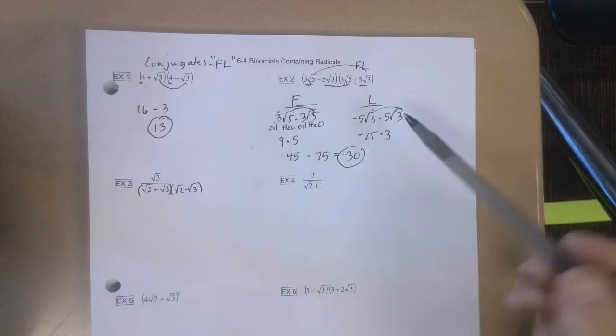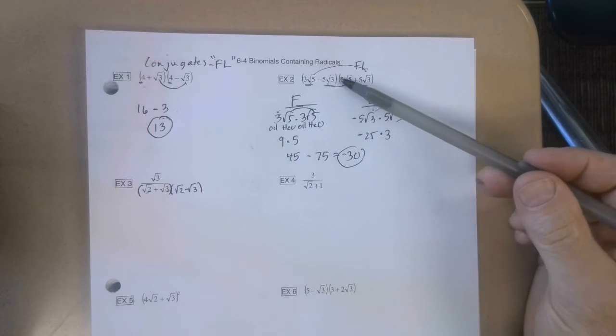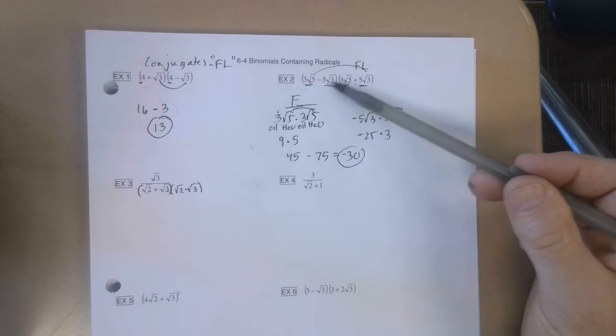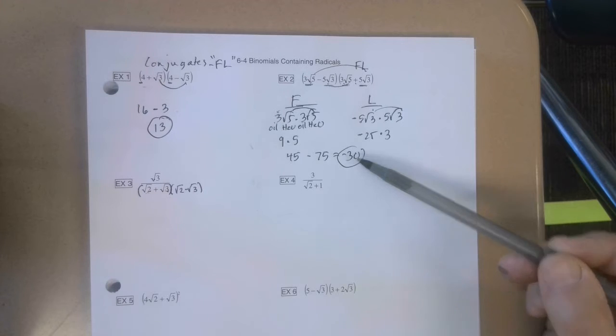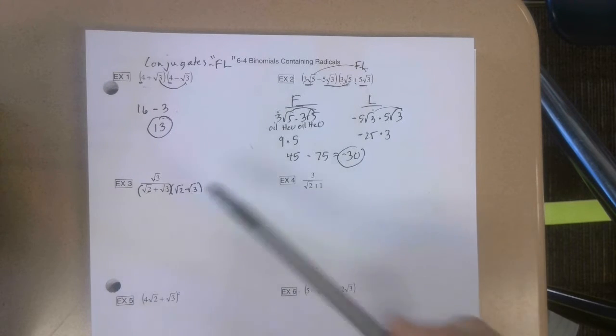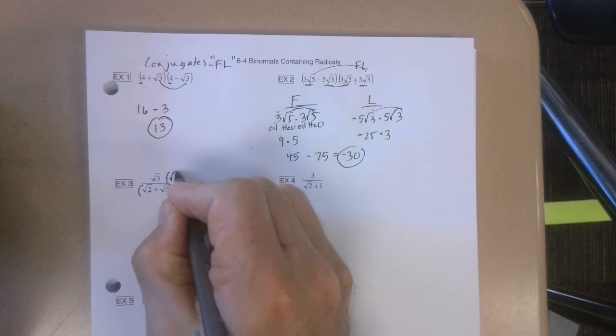Now, remember, this problem had square roots all over the place, but they were conjugates. Notice the answer doesn't have any square roots in it. That's the value of these conjugates. They just do the job.